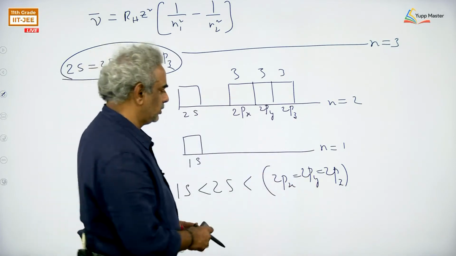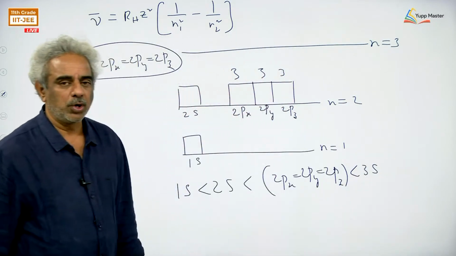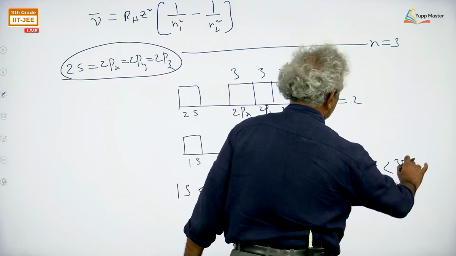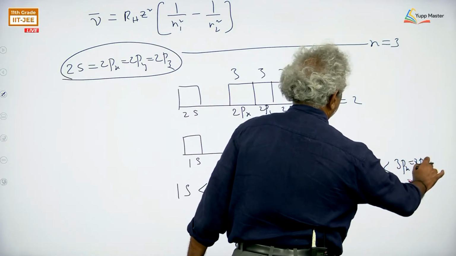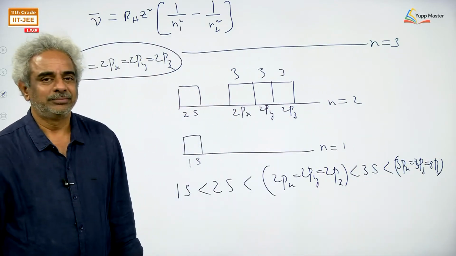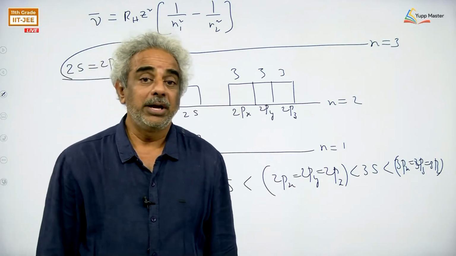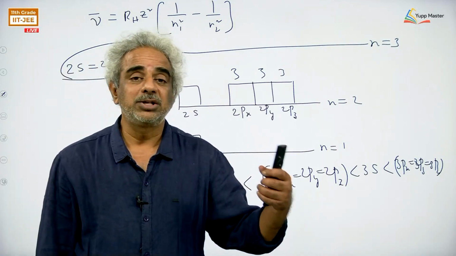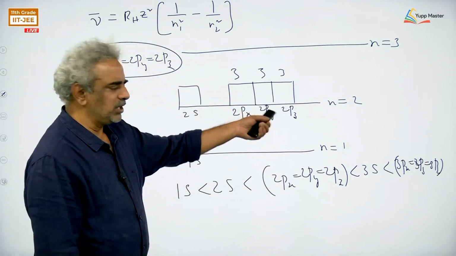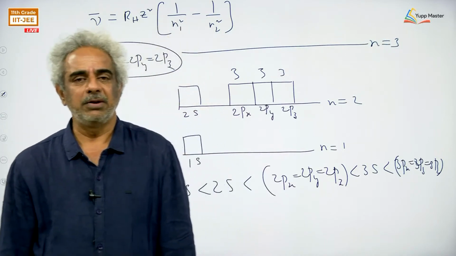Then comes 3s, because the principal quantum number is more. Then 3p. In 3p again 3px is equal to 3py, 3pz. All the 3 have the same energy. So this is how you have to go for the order of energy in polyelectronic species. In a single electron species, the energy just depends on the n value, that is, how many quantum mechanical states are there with a given n value.